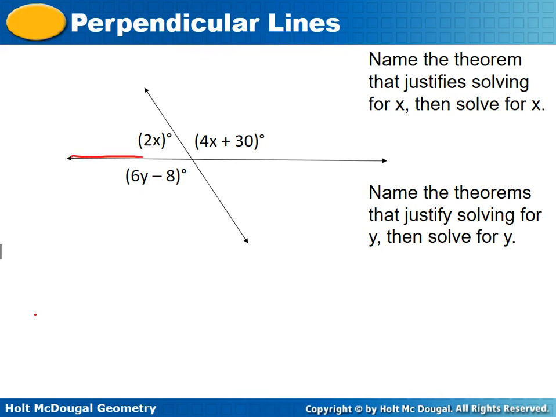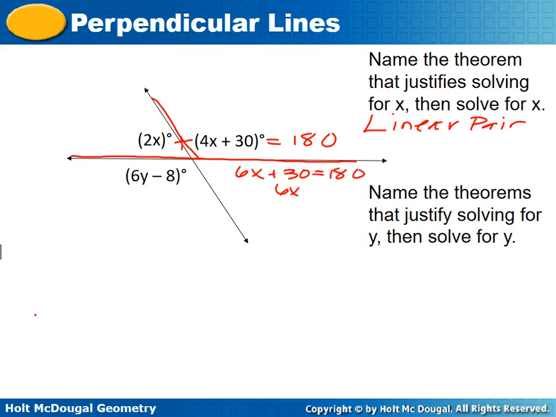So to solve for x, I'm going to use this relationship right here, and this relationship is they are a linear pair. So the way I'm going to do that is add them together and set them equal to 180. When I do that, I get 6x plus 30 equals 180. So 6x equals 150. So x equals 25.